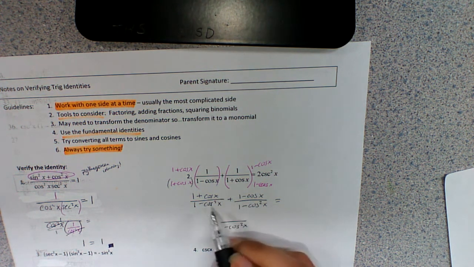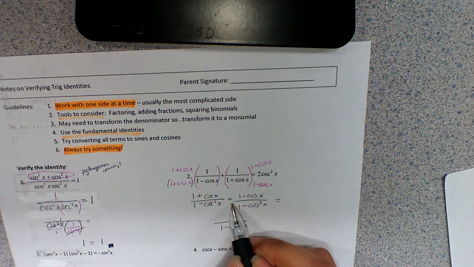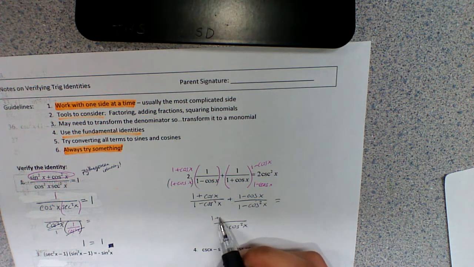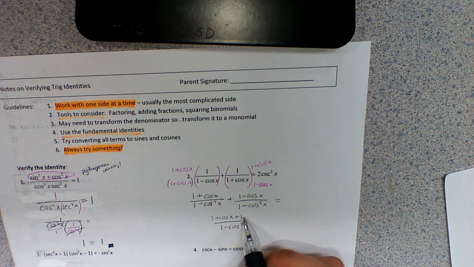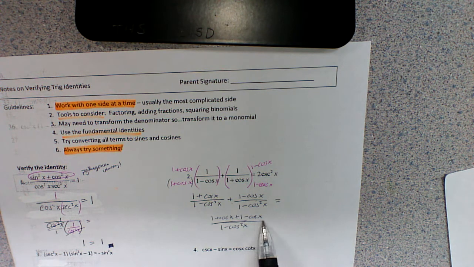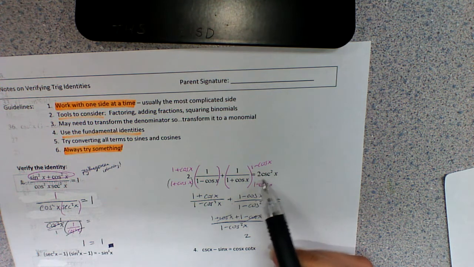At the top, though, I have 1 plus cos plus 1 minus cos. So if you look through that at the top, there is something that you can cancel. The coses do go ahead and cancel, and you end up with 2 at the top, which is good. We're getting close to our goal.